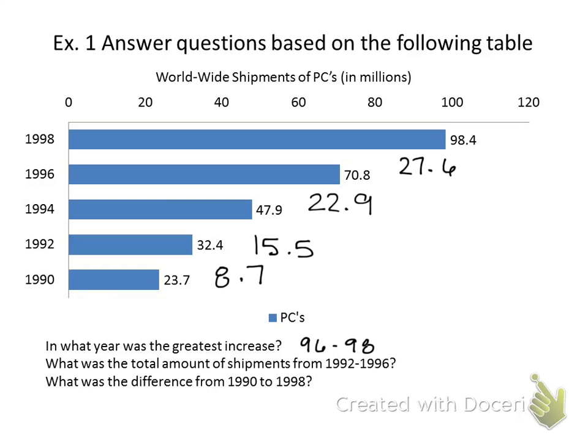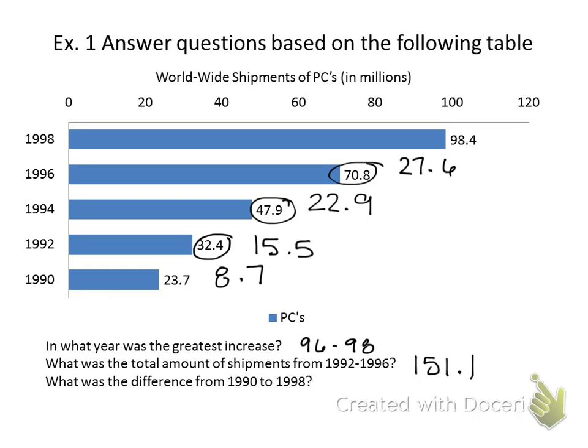What was the total amount of shipments from 1992 to 1996? So what am I going to do here? Isabel? Add, what am I going to add? Am I going to add the rate of change or am I going to add the totals? Very good, the original total. So I'm going to add 32.4, 47.9, and 70.8. What was the total amount of shipments between those three years, or I'm sorry, six years? 151.1 million. You don't necessarily need to write million because they told us at the top of our chart that these numbers were in the millions. So it's okay if you leave off millions because you are supposed to know that that's what it's for.